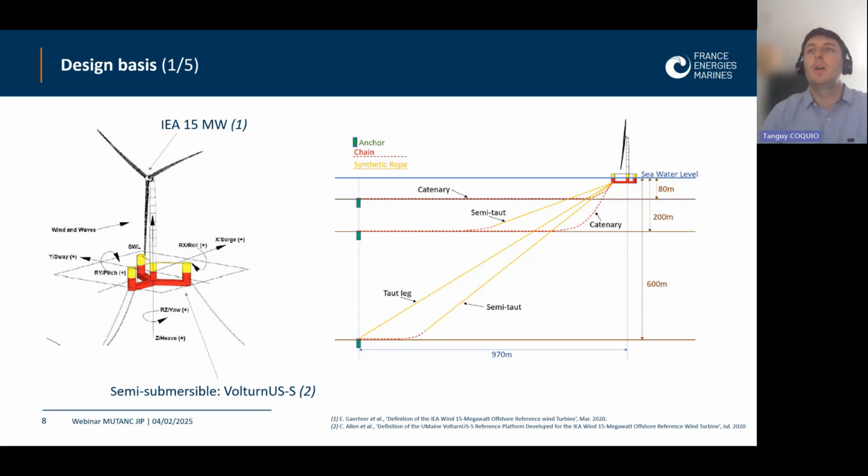And for each different water depth, we define different types of mooring systems that are more or less adapted to each water depth: catenary and semi-taut designs for the shallow water depths, both for the 200-meter water depth, and taut leg and semi-taut for the deep water depth at 600 meters. During all the study, the anchor radius is fixed for the shared anchor at 970 meters.